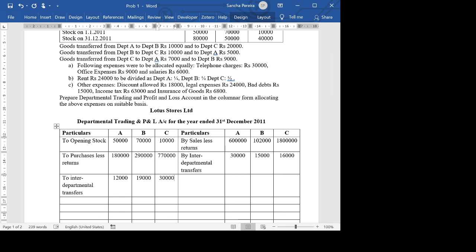Is this part understood? What I have done here is I have just seen how much A has supplied, or the respective departments have supplied to the other departments, and here I have seen how much the respective department has received from the other departments. Is this clear, everyone? This transfer understood? It's as simple as that. There's nothing else to be done here.